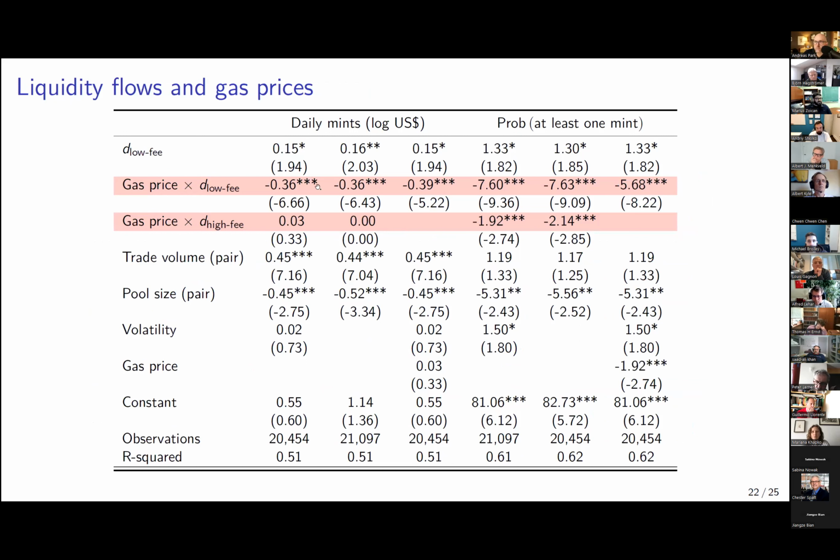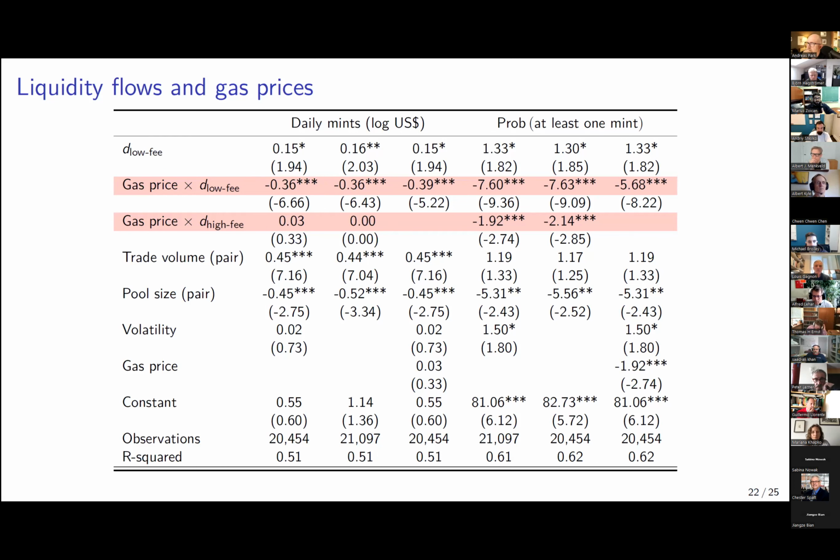We see that when we have 1 standard deviation higher gas prices, we see 36% fewer daily mints, sorry, 36% in logs, 36% lower daily mints on the low fee pool. All right, so it seems that people start avoiding the low fee markets. We don't see an effect on the high fee pools.